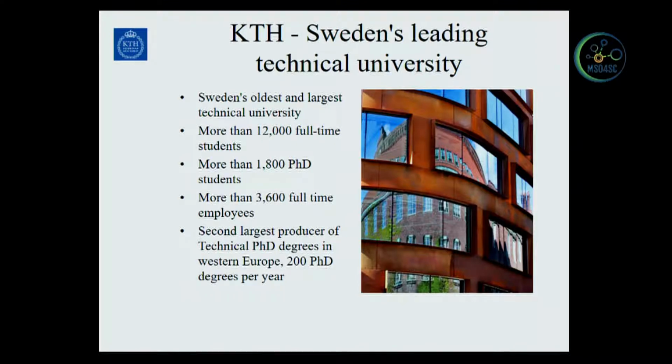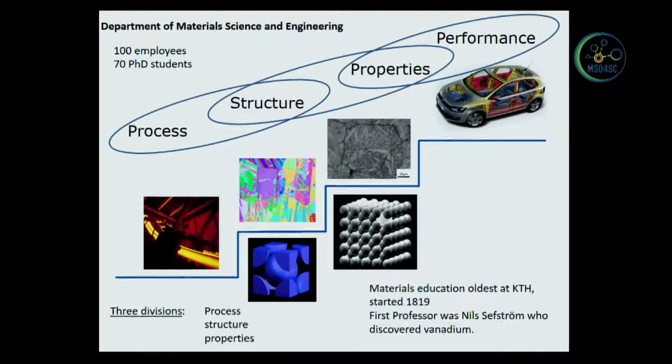This is a general picture about KTH, our school. We have 12,000 full-time students, 1,800 PhD students, and around 3,600 employees. The Department of Material Science and Engineering has 100 employees and 70 PhD students.